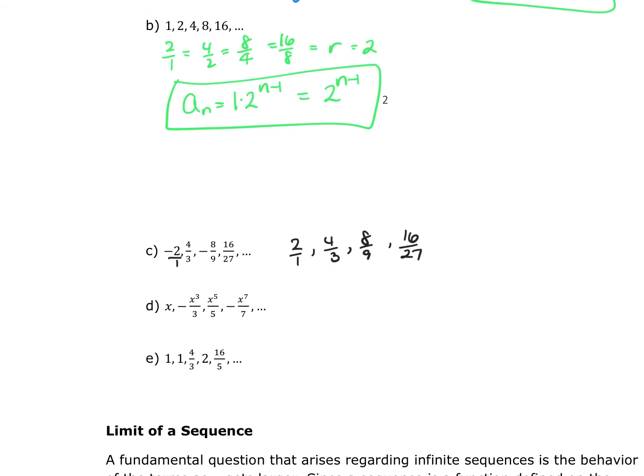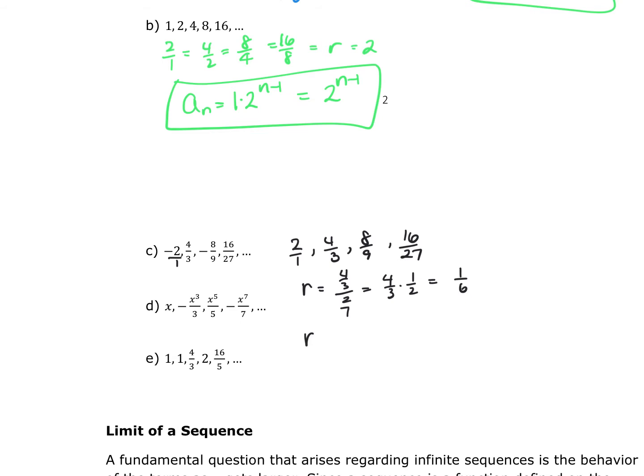Because I have fractions here, I'm inclined to approach the numerator separately than the denominator. I'm going to go ahead and find my ratios though, because it doesn't look like it's going to be arithmetic. So if I look at my ratios, it would be 4/3 divided by 2 over 1, which is going to give me 4/3 multiplied by 1 over 2, which is 1 over 6.